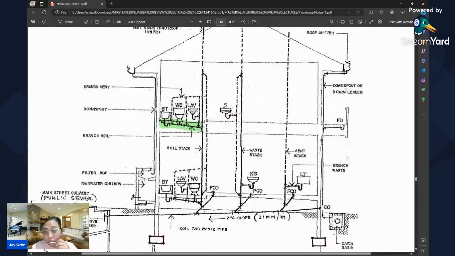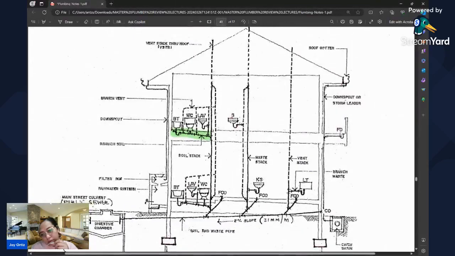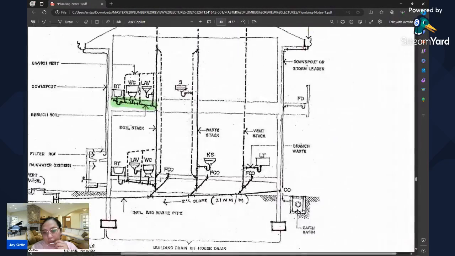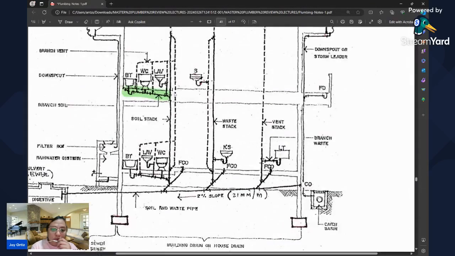Okay, so this time, ito yung tinatawag natin, itong brown, pwede dito. Ito din, another downspout or storm leader, going to the branch ways. Then, this is another way, the catch basin. Pwede ditong ikunin yung tubig din, no? So, here, from the soil stack, connected po siya.